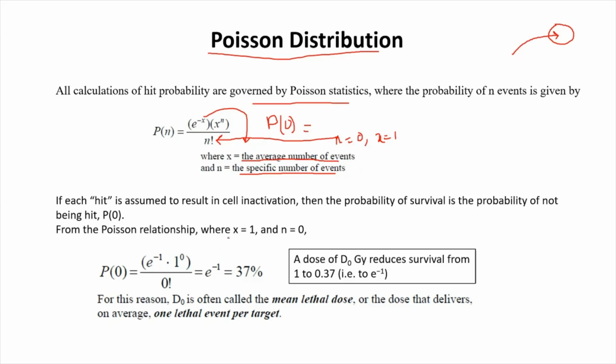And D naught that we mentioned before is called the mean lethal dose, or the dose that delivers on average one lethal event per target. That means if we deliver a dose of D naught gray, it reduces survival from 1 to 0.37, that is, it reduces by e to the power minus 1.